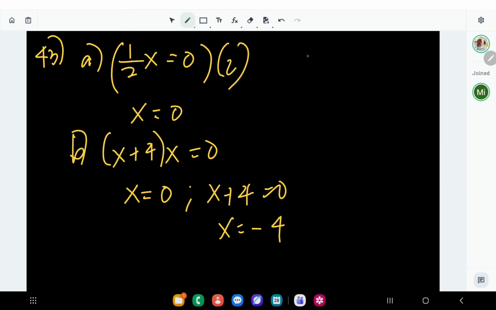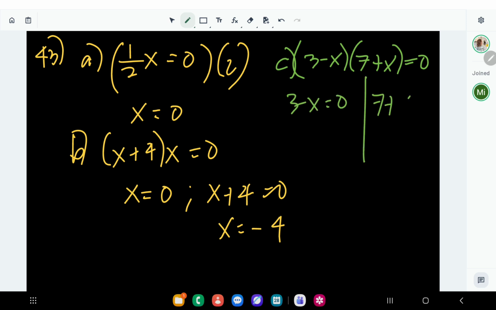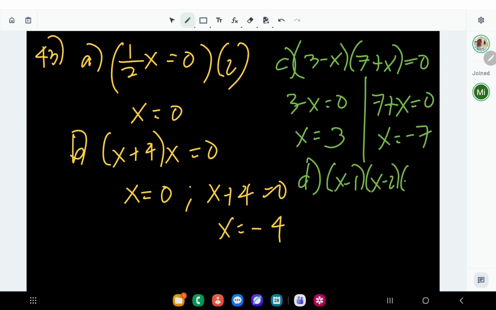And for letter C, we have 3 minus x times 7 plus x equals 0. You equate each factor to 0, zero product property. 3 minus x equals 0 and 7 plus x equals 0. So x is equal to 3 and x equals negative 7. Okay? And then for letter D, this one is a cubic polynomial. So x minus 1, x minus 2, x minus 3 equals 0. So the values of x here, x equals 1, x equals 2, and x equals 3. No problem? You know how to do that? Okay, I think 44 is the same. Can you check 44, 45, 46 if you have problems with them? No, 44 and 45.